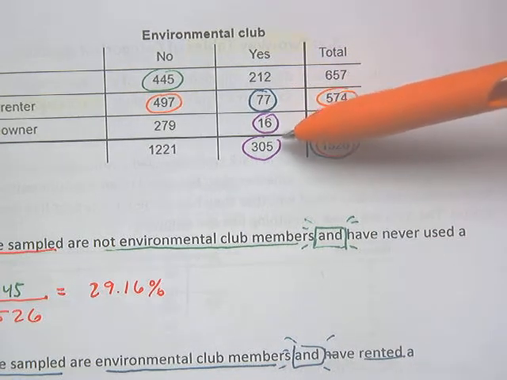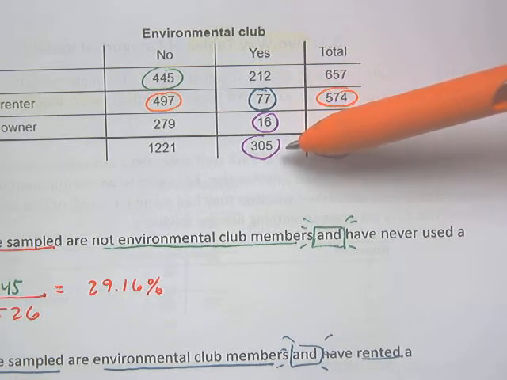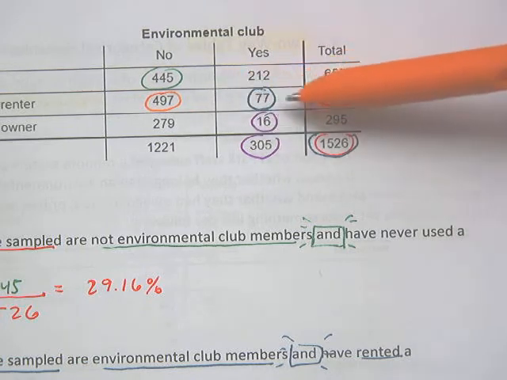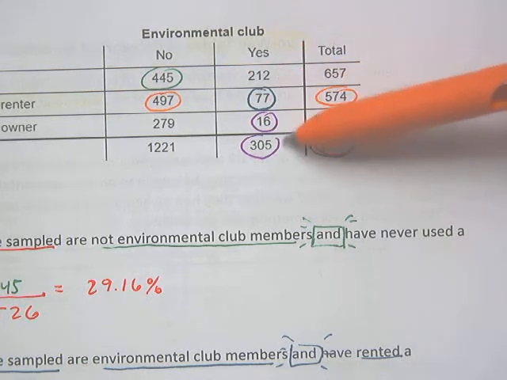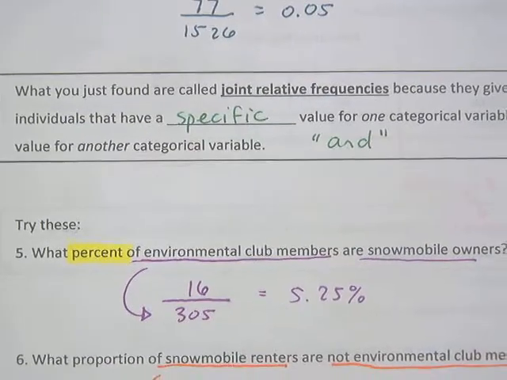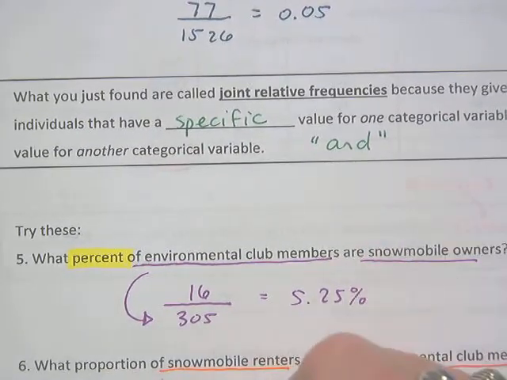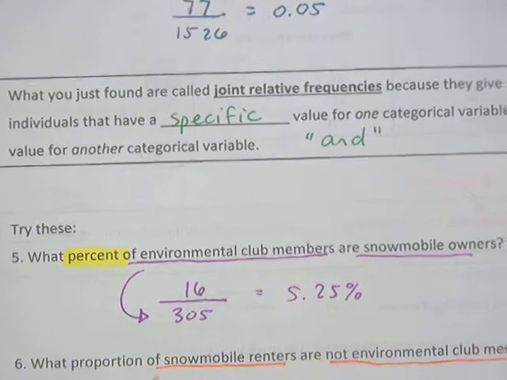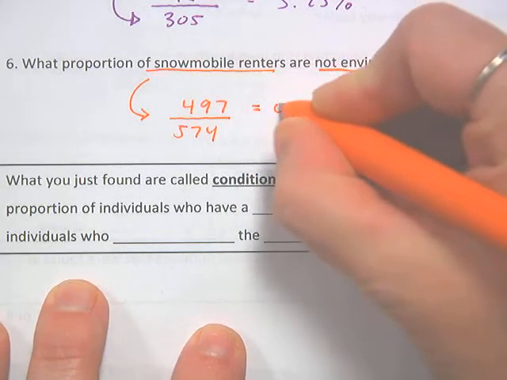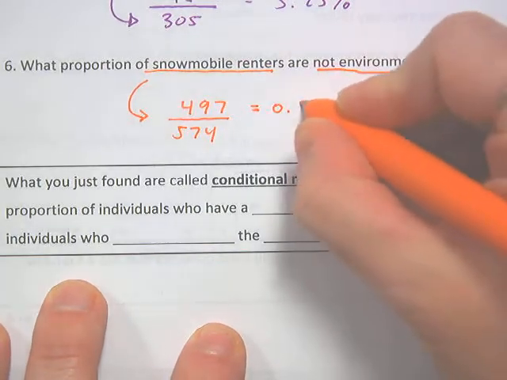A second ago when I did the purple, look up here really quickly because this will help you figure out what kind of relative frequency you're dealing with. If your numbers come from the same row, like the orange circles, or the same column, like the purple ones, then that's how you know you're dealing with conditional relative frequency. So we'll get there in just a second. So the number of people that said no to that were 497. And 497 out of 574 is a very large proportion, 0.87.